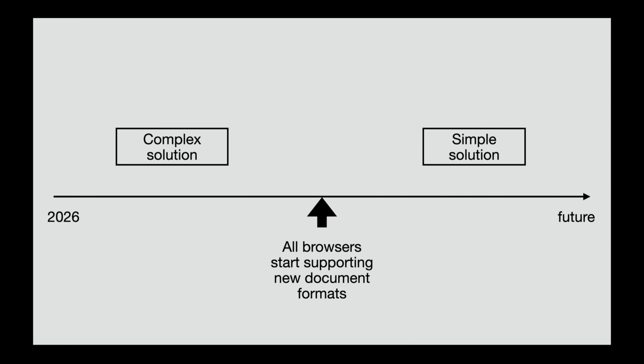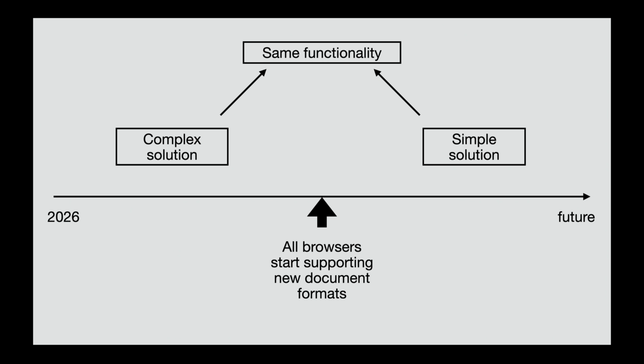I have implemented a more complex solution that works right now, even though browsers know nothing about the new document formats. What's crucial is that both the complex and the simple solutions will give us exactly the same functionality. When we transition from the complex to the simple solution in the future, only the implementation will change. We won't get any new functionality. All the functionality we need on the reader's web we either already have or can add at any moment. We don't have to wait for anyone's permission to use the reader's web.